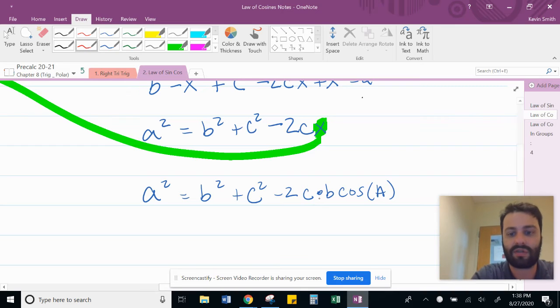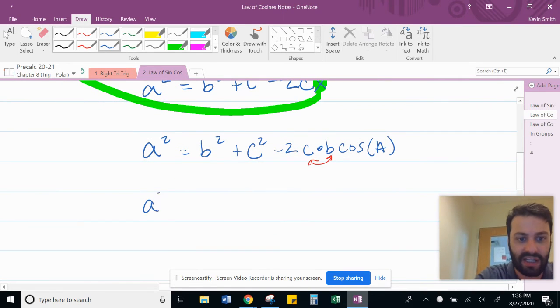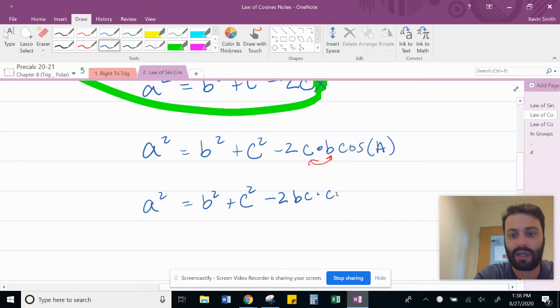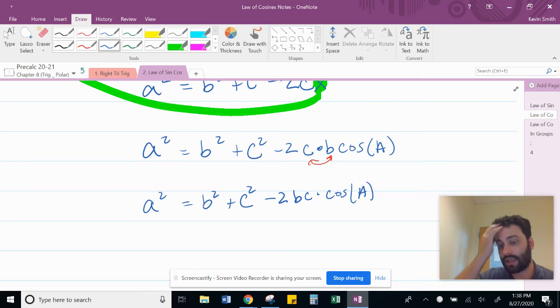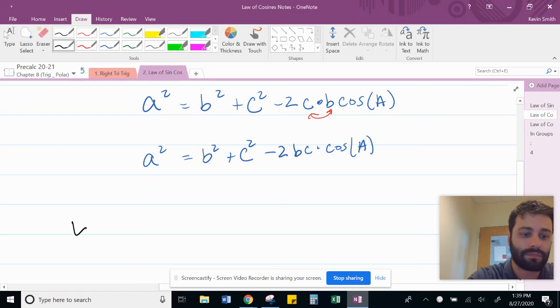Generally, I like to rewrite these so it matches the order here, b and c. So I'm going to rewrite that as a squared equals b squared plus c squared minus 2bc times the cosine of A. Now this formula is a beast. This is the law of cosines. A couple things help me remember it. This is the formula you will need to be working with.